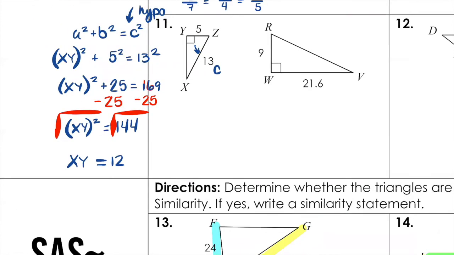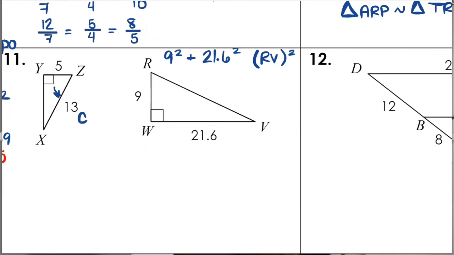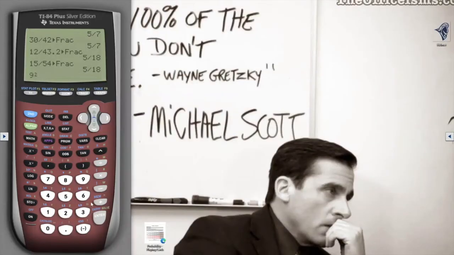So the Pythagorean theorem is not that bad. Which one's our hypotenuse? The big one, RV. So that's going to be on the right side. So RV squared equals 9 squared plus 21.6 squared. Go to our calculators. 9 squared plus 21.6 squared equals RV squared because that's our hypotenuse. 9 and 21.6 are our legs. So when we do that, we get 547.56 equals RV squared.